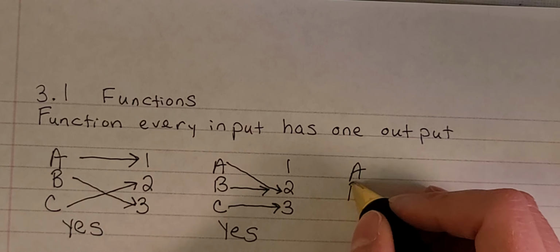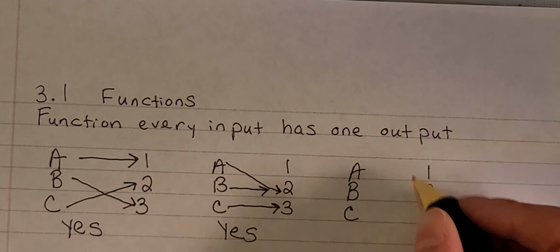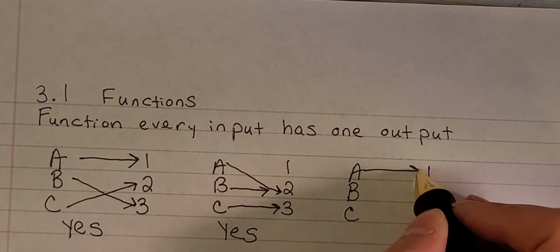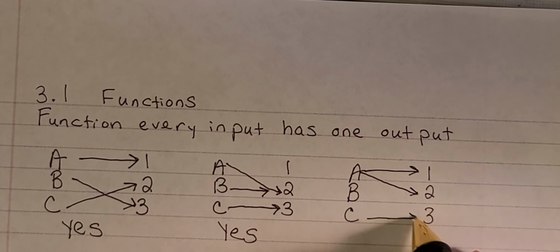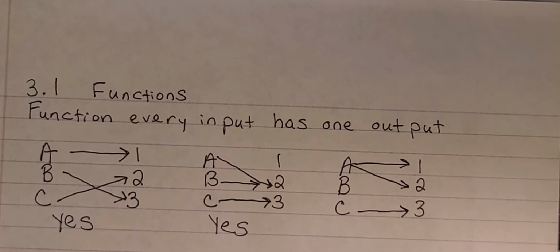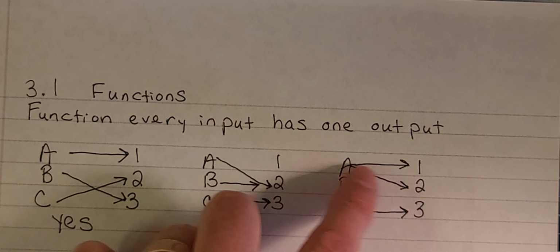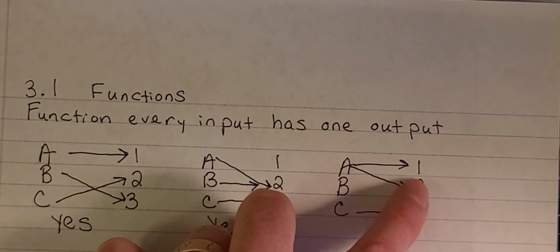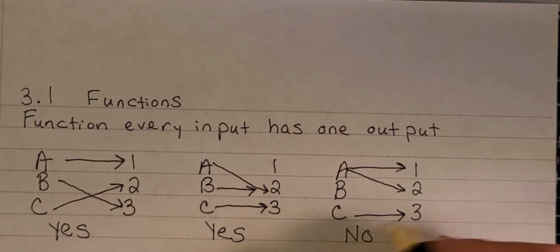Now let's say we had this. Okay, so if you look at your input of A, it's going to 1 and 2, and you can't have two outputs. So this one is not a function.